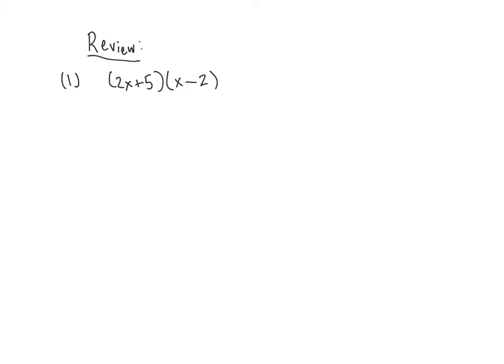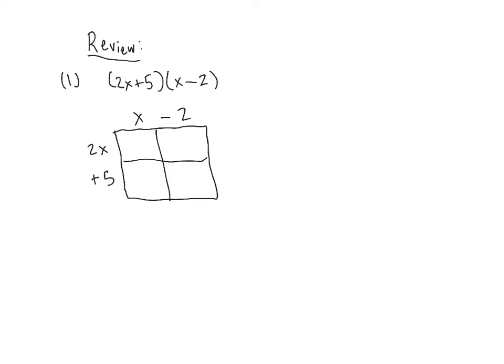Alright, we're going to take a look at two review questions. I'll do the first one for you. You can do the second one. So the first one, I have 2x plus 5 times x minus 2. And then we're going to go ahead and multiply into the boxes.